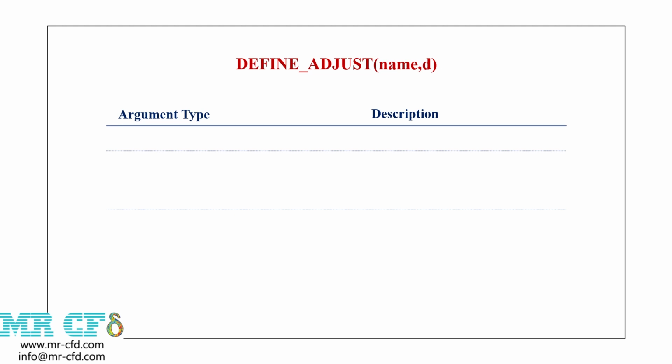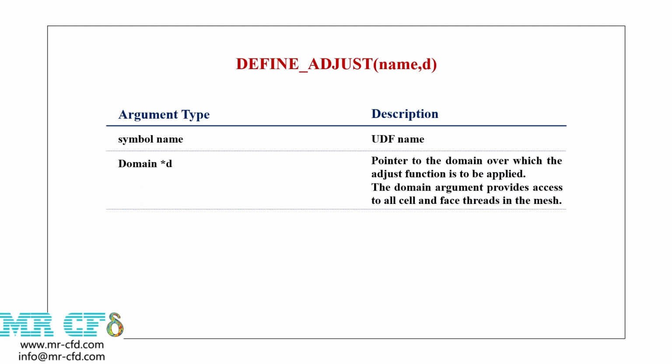This macro is represented using two arguments. The first argument indicates the name of the function, and the second argument is a pointer to the domain of the model on which the adjust function is applied. This domain pointer allows access to the information of all cells and thread surfaces in the desired computational domain mesh.